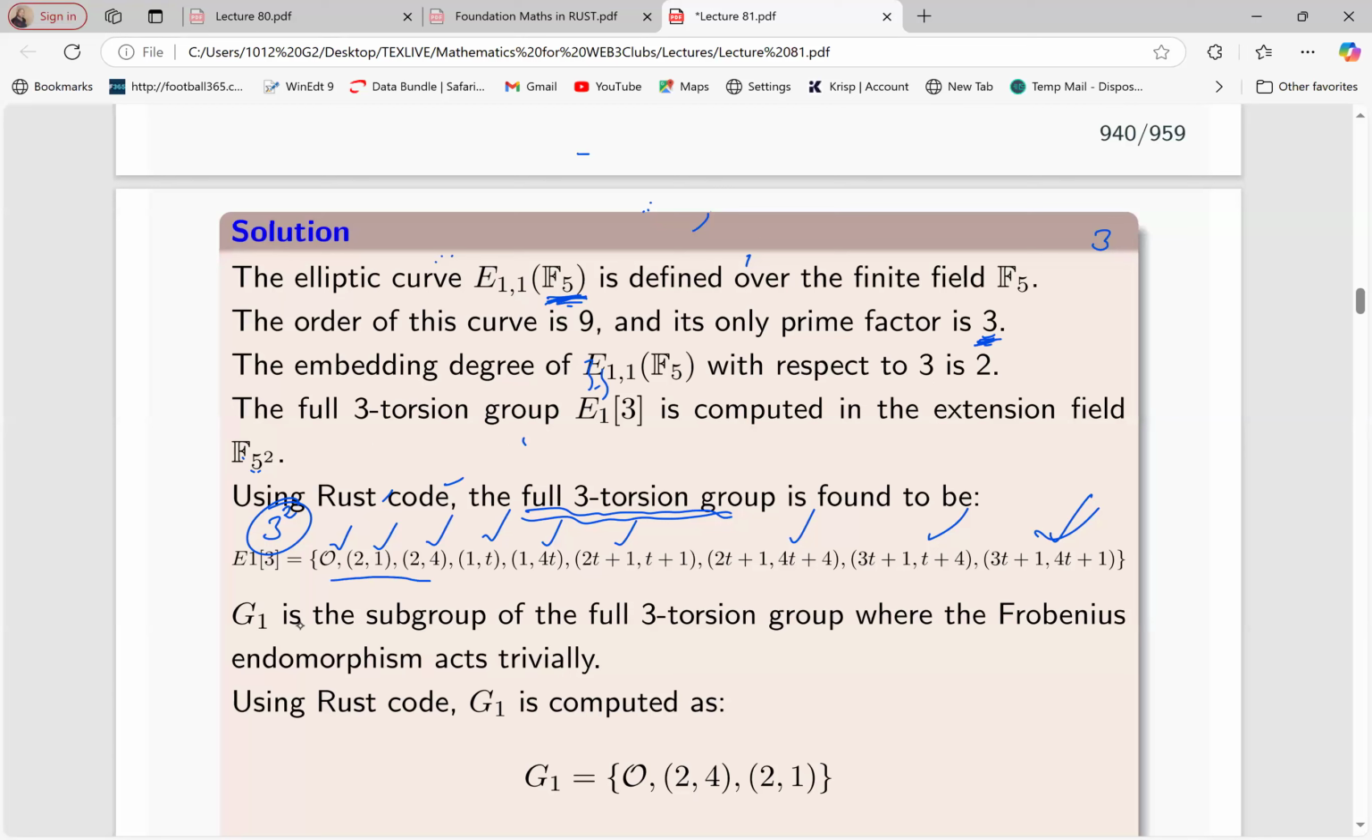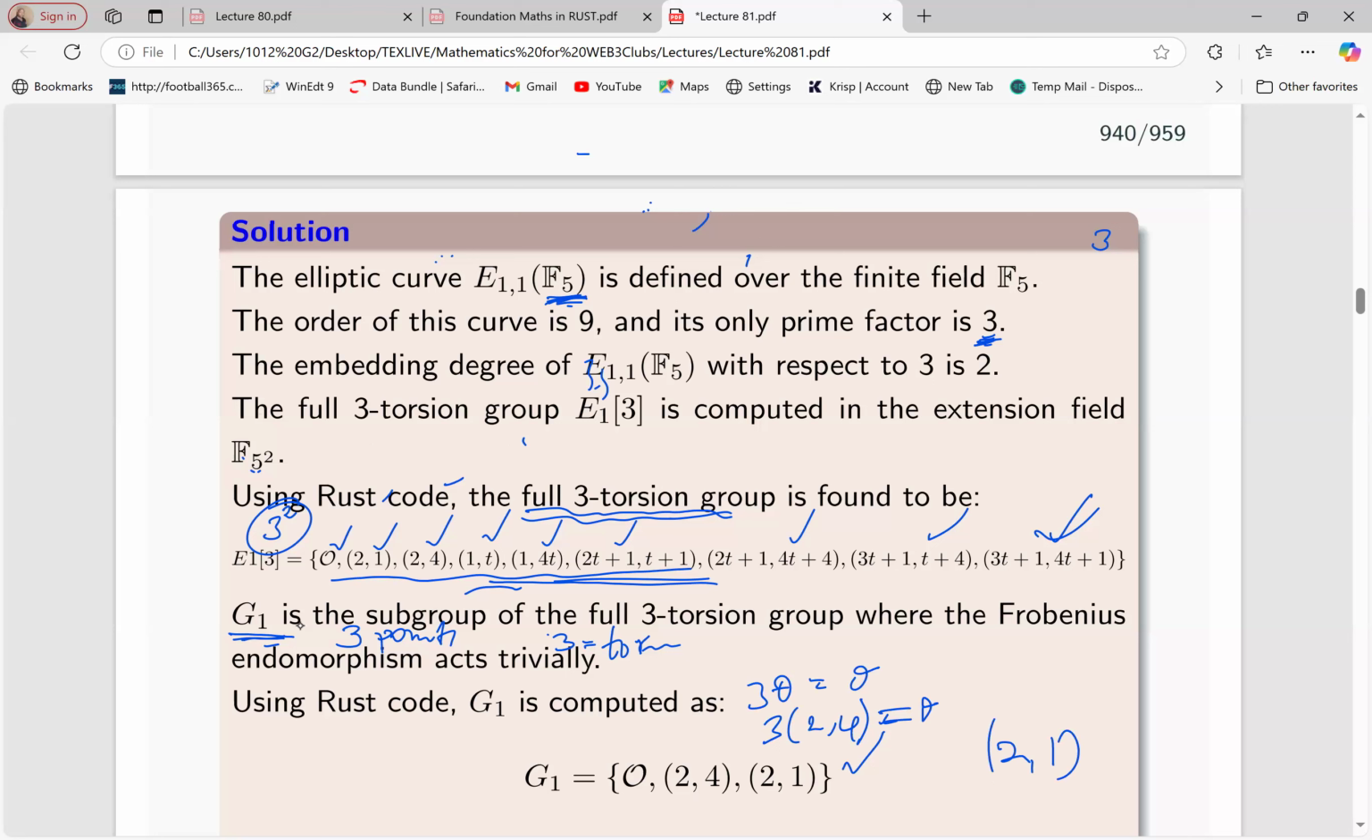Only part of these points will give us G1. G1 will have only 3 points, because it's 3 torsion. This is the full 3 torsion, but now you're talking of 3 torsion, which will have only 3 points. These are the points which, when added 3 times, give the identity.